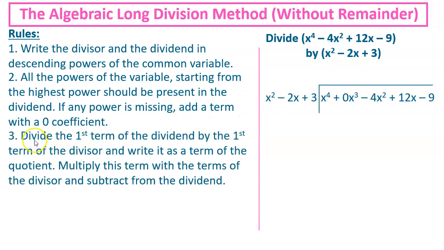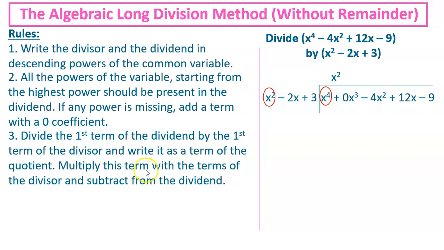So rule number 3. Divide the first term of the dividend by the first term of the divisor and write it as a term of the quotient. So the first term of the dividend is this, x to the power of 4, and this is the first term of the divisor. So we divide x to the power of 4 by x to the power of 2, and we get x to the power of 2 as the answer, which we write over here. We will be writing all the terms of the quotient over here.